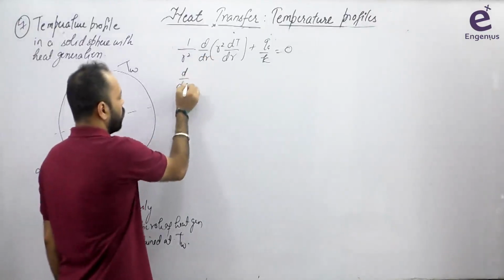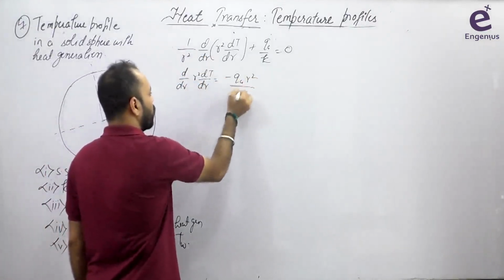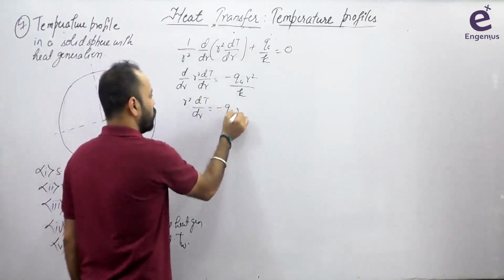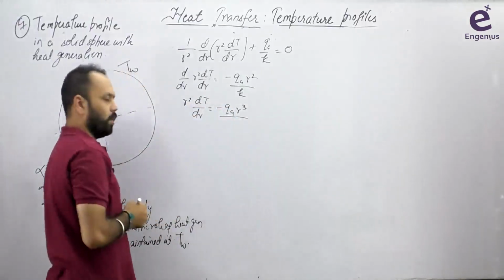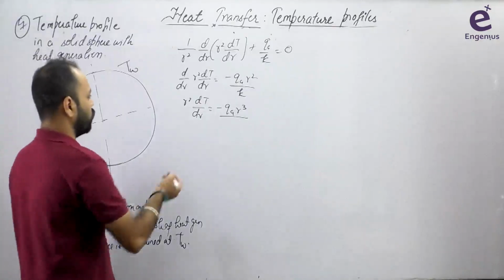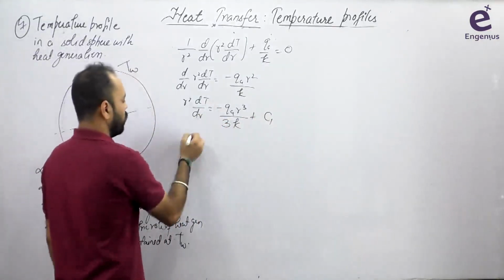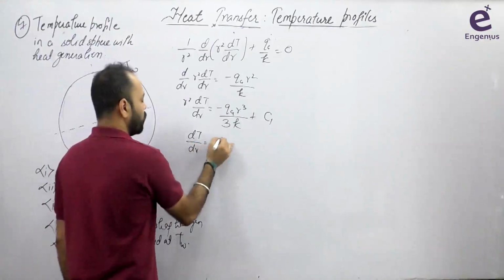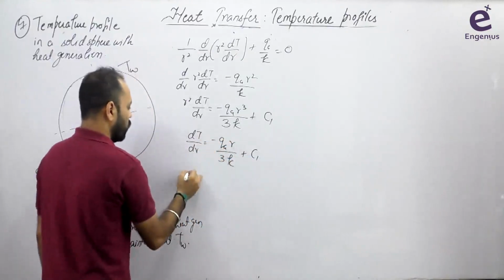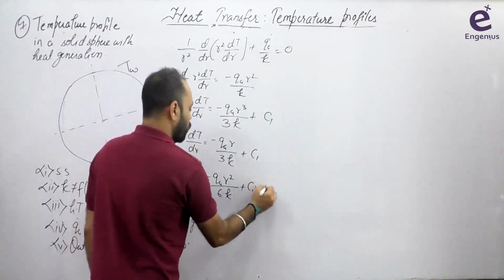d by dr (r square dt by dr) is equal to minus QG r square by K. Integrate: r square dt by dr is equal to minus QG r cube by 3K plus C1. Divide: dt by dr is equal to minus QG r by 3K plus C1 (by r square). Integrate again: t is equal to minus QG r square by 6K plus C1 r plus C2.